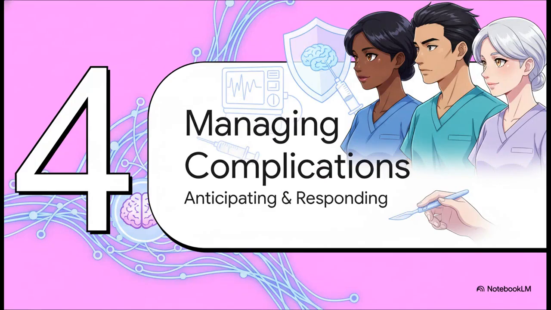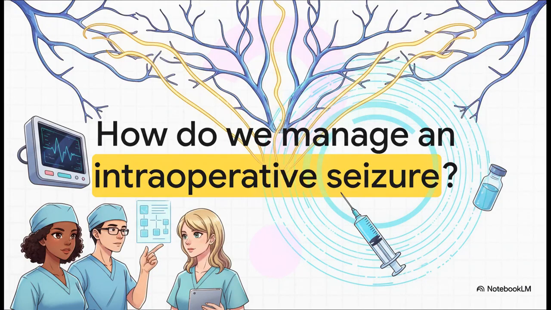Okay, so we've planned everything perfectly, but this is anesthesia, right? We always have to be prepared for complications. In an awake craniotomy, our ability to anticipate trouble and react in a calm, systematic way is what ensures a safe outcome. So let's talk about the big one, the complication that makes everyone's heart skip a beat, an intraoperative seizure, which is usually triggered by the electrical stimulation during mapping.